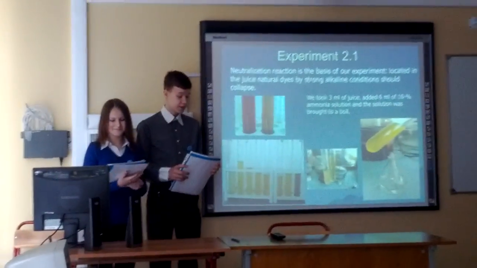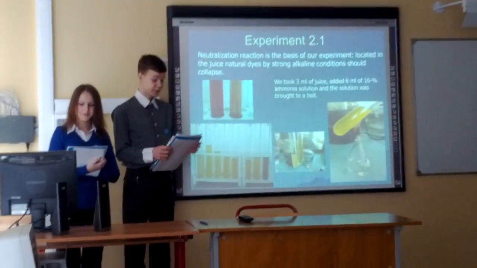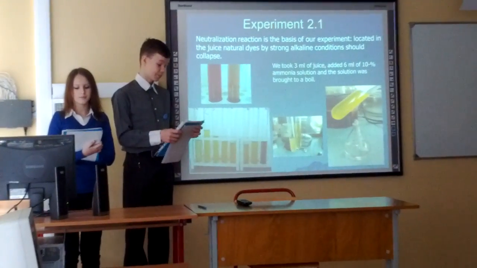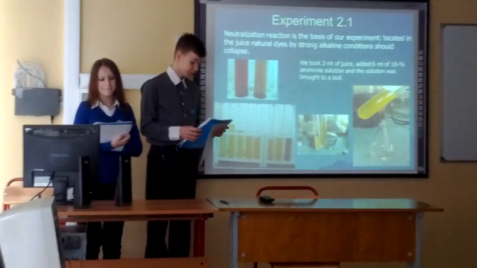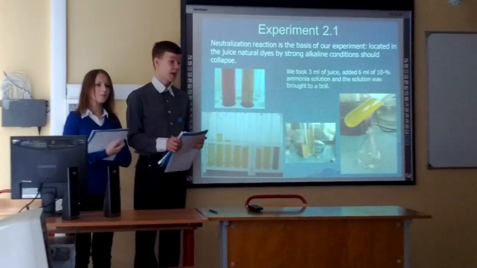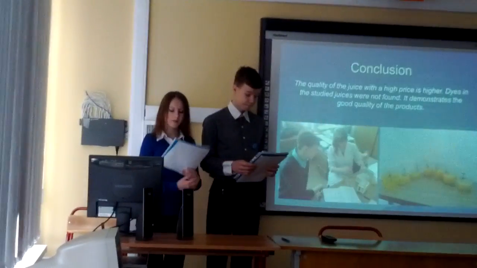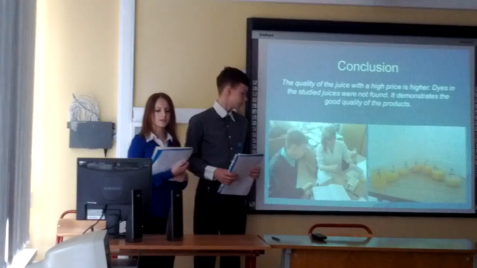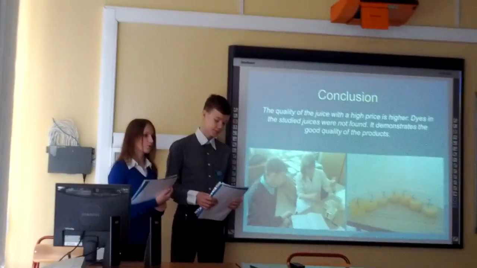Neutralization reaction is the basis of our experiment. Natural dyes located in the juice should be destroyed by strong alkaline conditions. We took 3 milliliters of juice, added 6 milliliters of 10% ammonia solution, and the solution was brought to a boil. The quality of the juice with the high price is high. Dyes in the studied juices were not found. It demonstrates the good quality of the product.